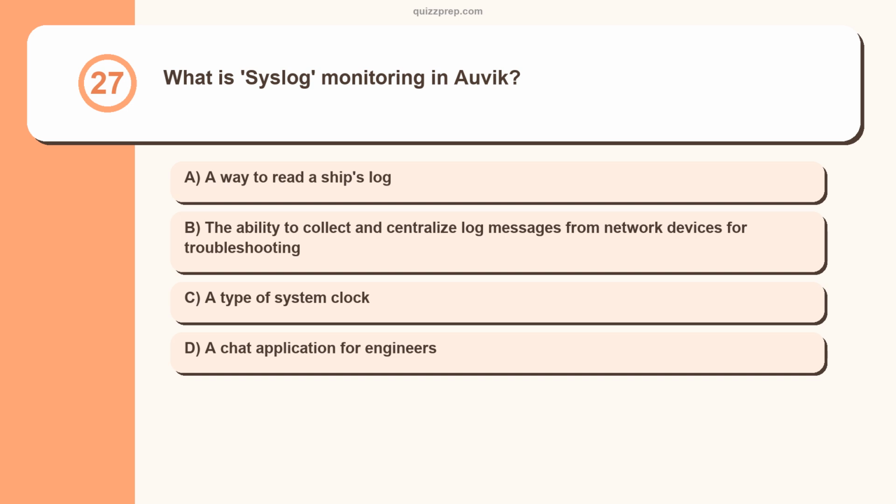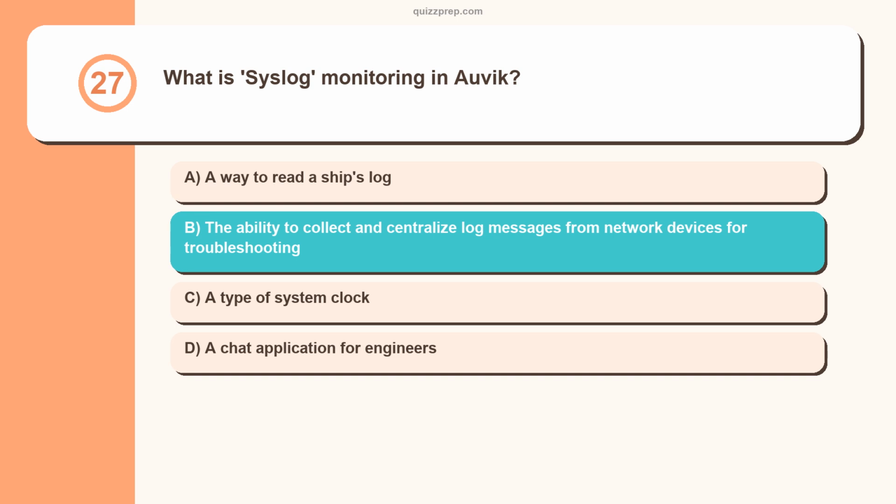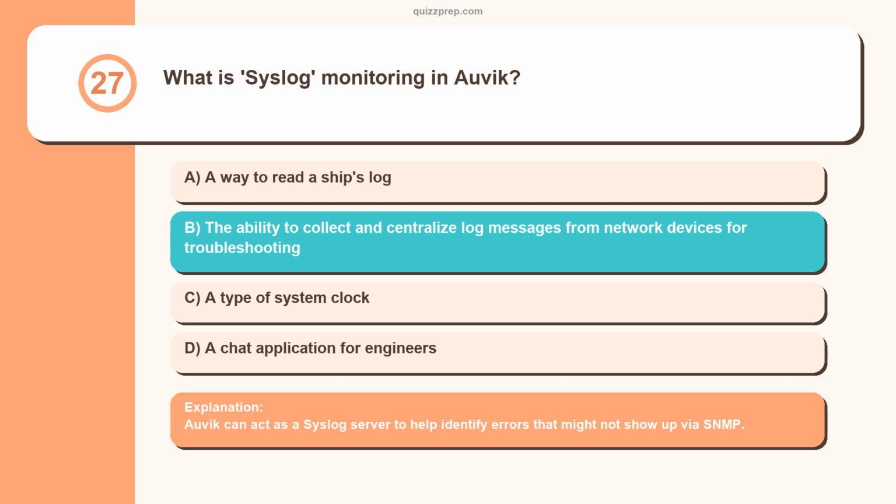Question 27. What is syslog monitoring in Auvik? A way to read a ship's log. The ability to collect and centralize log messages from network devices for troubleshooting. A type of system clock. A chat application for engineers. Auvik can act as a syslog server to help identify errors that might not show up via SNMP.